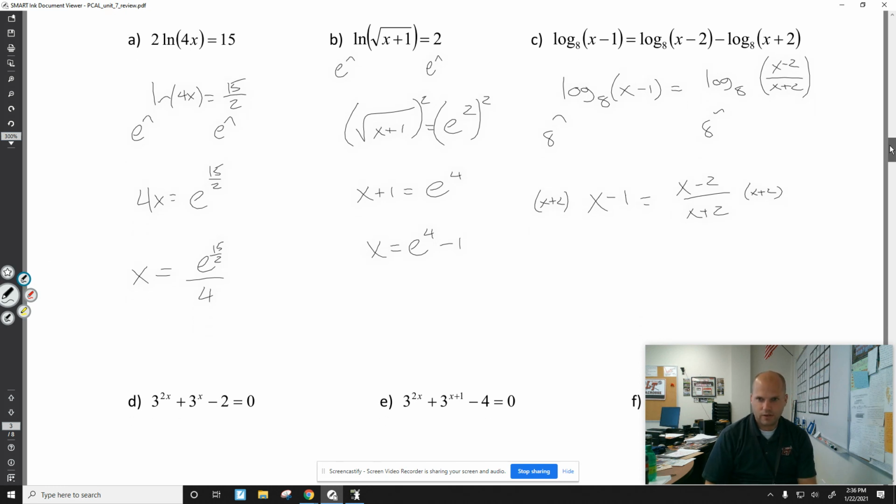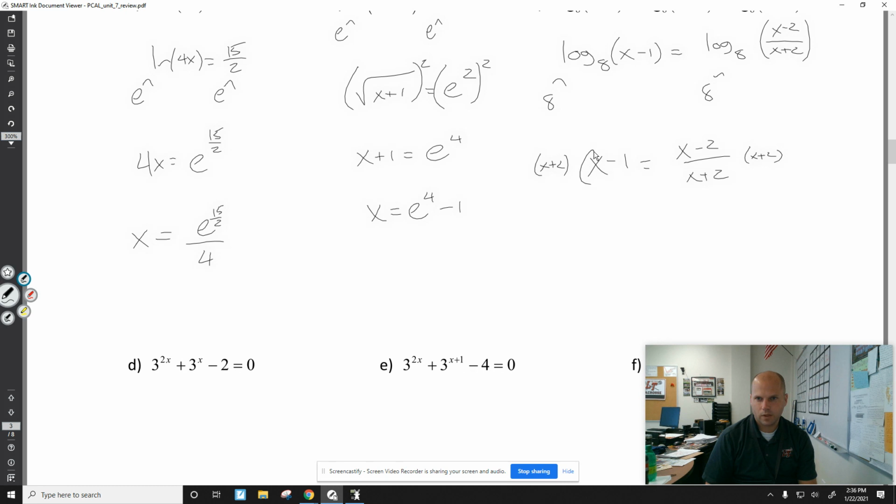Now, how do I solve this? You're going to have to distribute this. You get x squared plus x minus 2 equals x minus 2. You got x's and numbers. Is this going to be 0 again? Subtract x, add 2, get x squared equals 0.